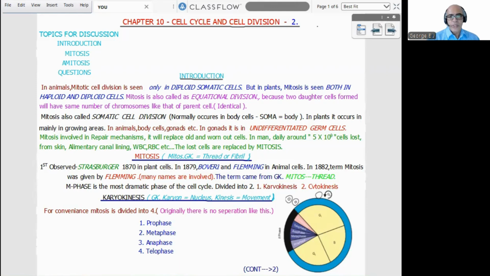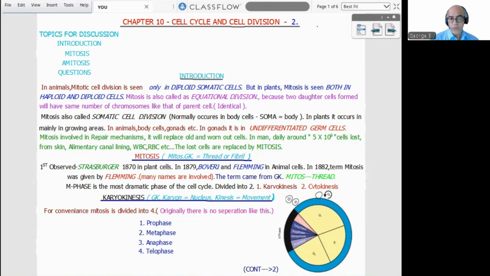So when we enter the topic, as an introduction, in animals, mitotic cell division is seen only in diploid somatic cells. But in plants, mitosis is seen in both haploid and diploid cells. Mitosis is also called equational division because the two daughter cells formed will have the same number of chromosomes as the parent cell, identical. Mitosis is also called somatic cell division because soma means body. So this cell division normally occurs in body cells. In plants, it occurs mainly in growing areas. In animals, it is seen in body cells.